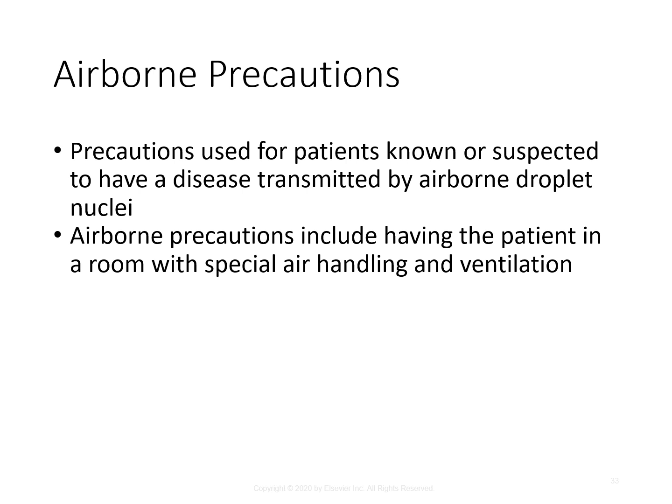Airborne precautions. So precautions used for patients known or suspected to have a disease transmitted by airborne droplet nuclei. Airborne precautions include having the patient in a room with special air handling and ventilation. So examples of this would be measles, varicella, and tuberculosis. People entering this room must perform hand hygiene, and they have to wear a special mask called an N95 respirator.